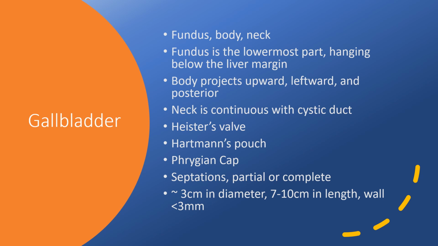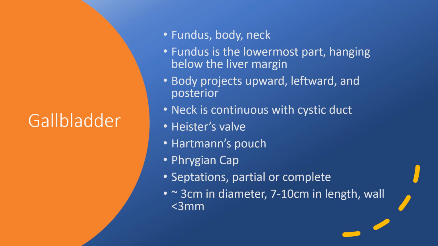And then we can have some variations. Hartmann's pouch is a little outpouching of the neck. A Phrygian cap is a folding over of the fundus. And then there can be septations. They can be partial septations or complete septations. You can also have duplications of the gallbladder. So you might actually have two gallbladders. One that is maybe a full gallbladder, the other one may be just a partial or a vestigial gallbladder, or it could be a full functioning gallbladder as well.